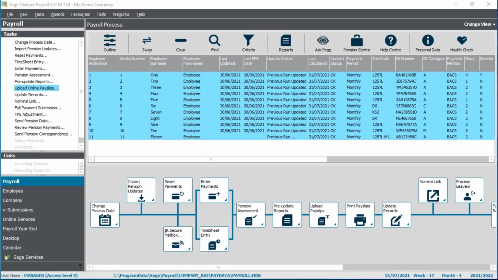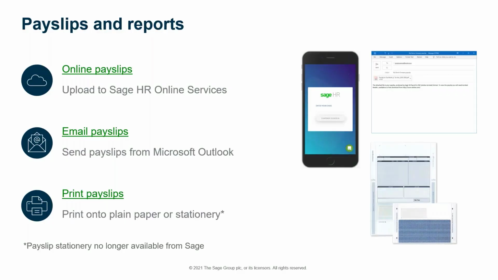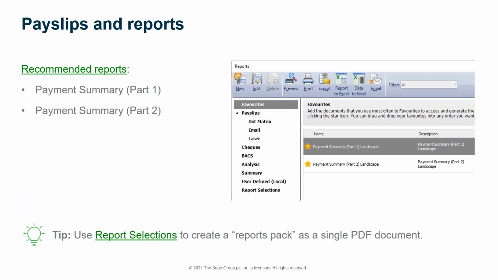So quick recap then on payslips and reports before we move on to our next topic. So we saw a couple of those payslip options. Email payslips, the link in this handout takes you to all of the instructions. Basically, it sends the payslips from Microsoft Outlook, creates the emails in the drafts folder, and you send them on. And printing payslips, my tip is if you want to print onto plain paper, export it as a PDF and print the PDF itself. And we saw the recommended reports, another link to an article, and the tip for using report selections to create that single reports pack document.